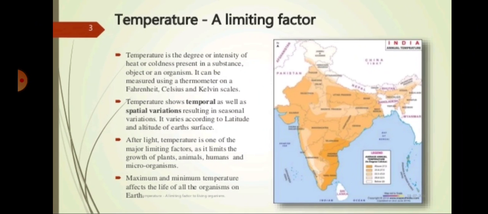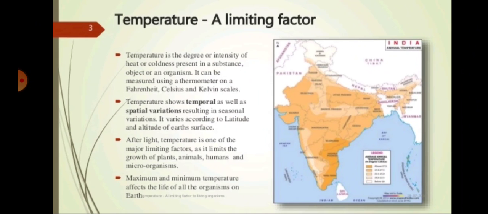Temperature is a universal influence and is frequently a limiting factor for the growth or distribution of animals and plants. Normal life activities go on smoothly at a specific temperature or at a specific range of temperatures. This is called the optimum temperature or the optimal temperature range.